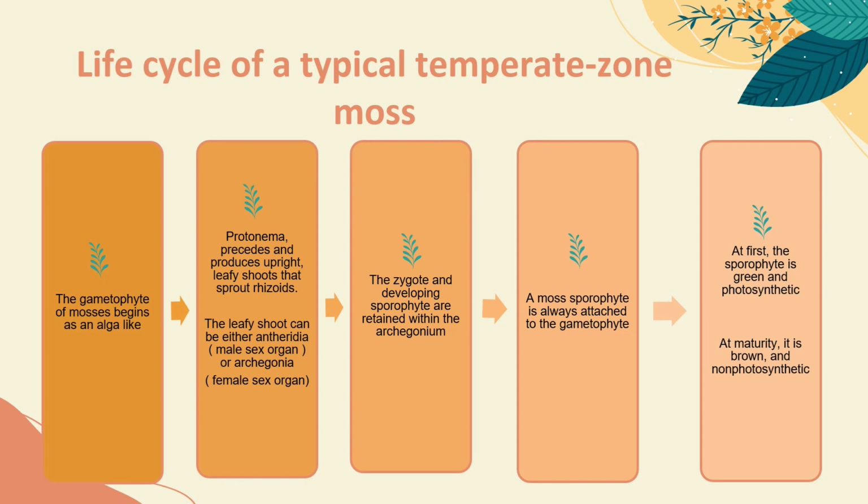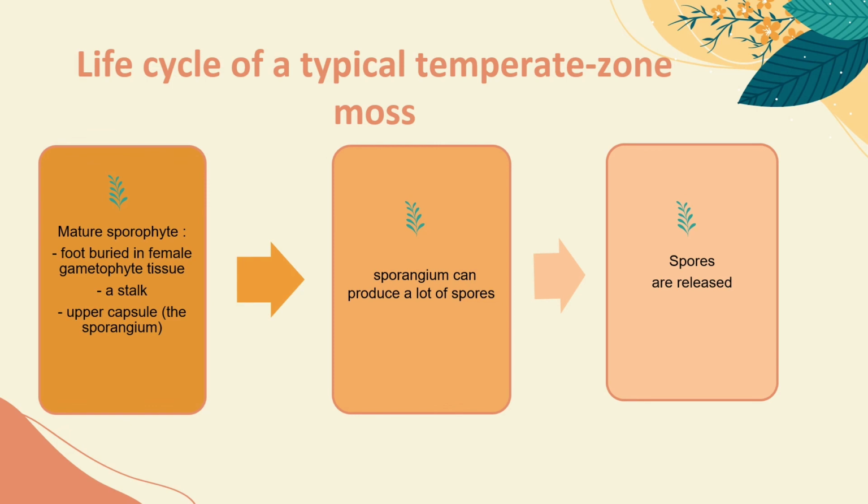So a moss sporophyte is always attached to the gametophyte, and at first the sporophyte is green and photosynthetic, but once it matures, it is brown in color and non-photosynthetic. So next is the mature sporophyte. A mature sporophyte usually has its food buried in female gametophyte tissue.